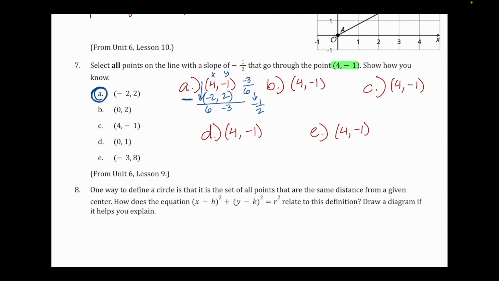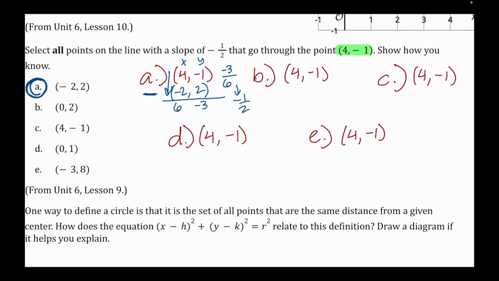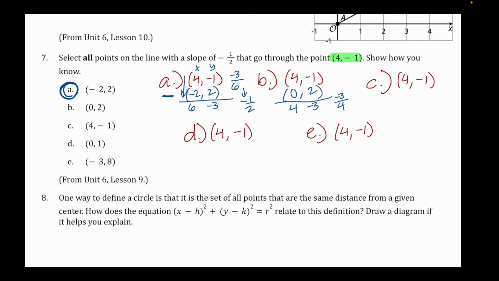So back from that detour, let's go with 0 comma 2 here. So 0 comma 2, we're going to subtract downwards. 4 minus 0 is 4. -1 minus 2 is -3. This is -3 over 4. That is not the same slope, so it won't be on that line.